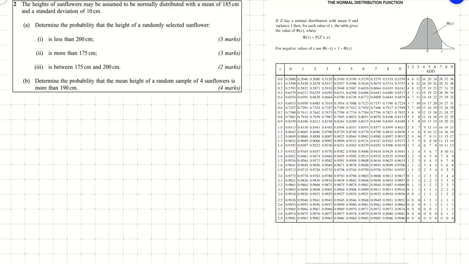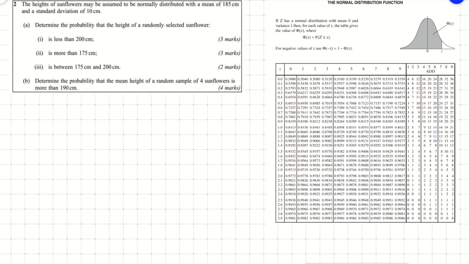In this video, we're going to look at an exam question where we calculate probabilities using the normal distribution. For questions like this, we're going to have to use normal distribution tables. So I've just got a picture of the normal distribution table on the right-hand side. So let's have a look.